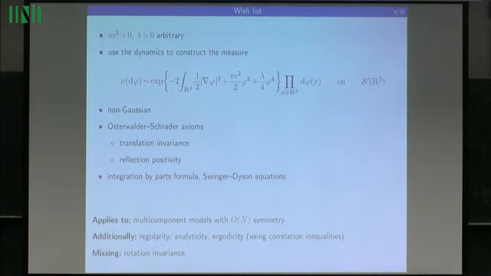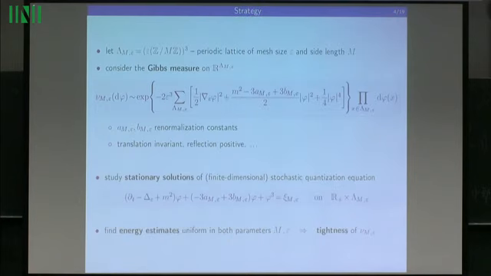Okay, and then similarly to the paper of David and Jörg, we are missing the rotation invariance because we start from the lattice, so we don't have that. Okay, so this is the wish list, and here is the strategy. So we start from a periodic lattice of mesh size epsilon and side length m. On this lattice, we consider the following Gibbs measure. So that's like a lattice version of that formula that I gave you on the first slide.